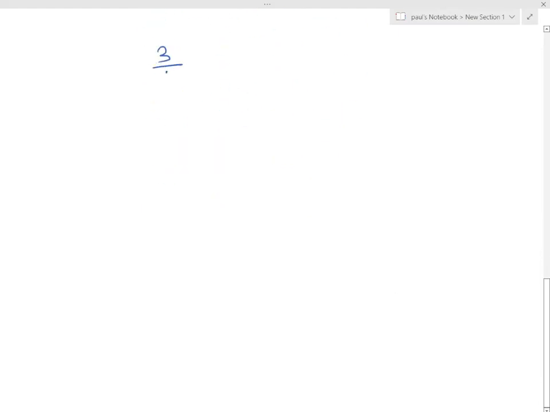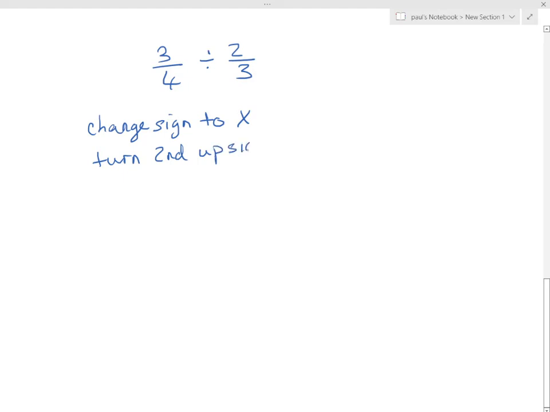So 3/4 divided by 2/3. Now, what we have to do here, we can't simply divide the top and the bottom numbers. What we have to do is change the sign to multiply, and then turn the second fraction, it's got to be the second, upside down.